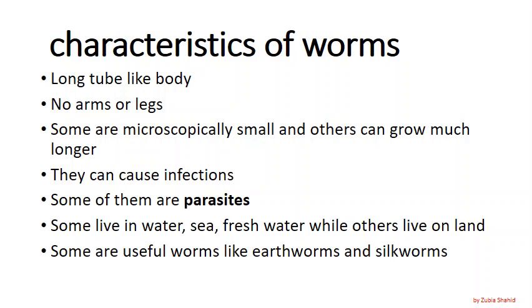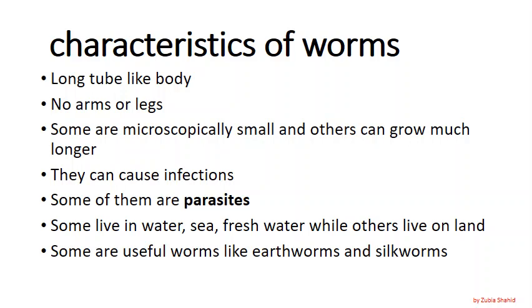What are parasites? Parasites are those organisms which live in the bodies of other organisms and harm them. So there are many worms which live inside the body of other animals and humans as well, and they take their food from them. That's why they are known as parasites. Some live in water, sea, fresh water, while others live on land. So their habitat is water, sea, fresh water, and the bodies of other living things.